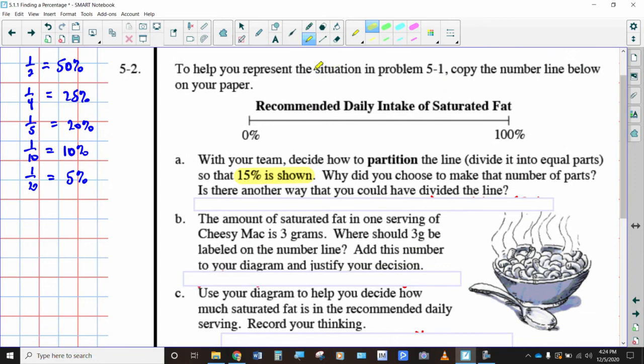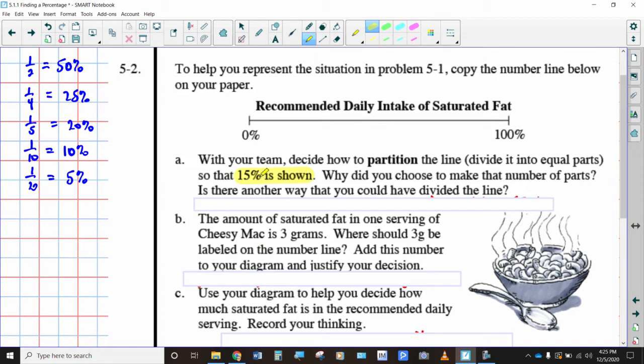It says, to help you represent the situation in problem 5.1, copy the number line below on your paper. With your team or together with me, decide how to partition the line, that is dividing it into equal parts, so that 15% is shown.